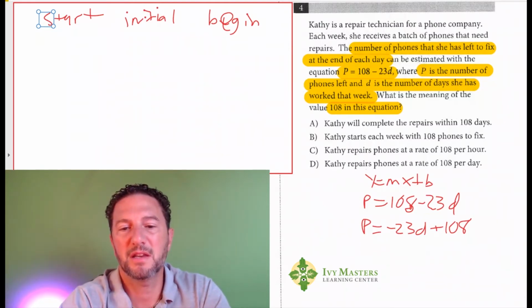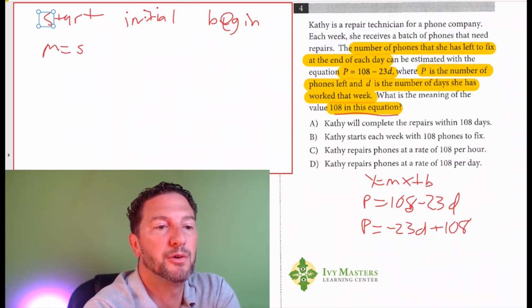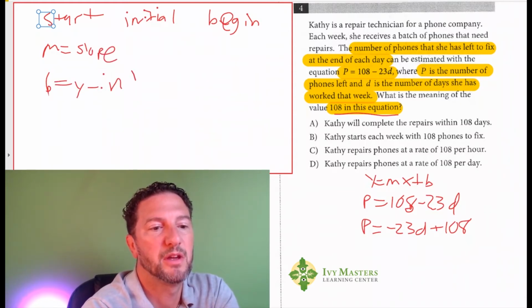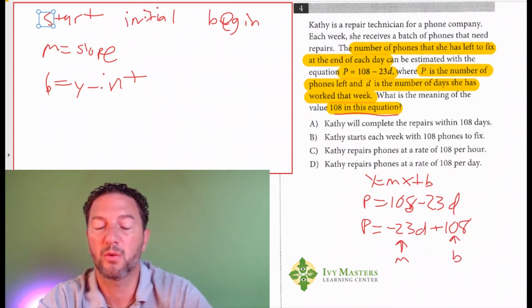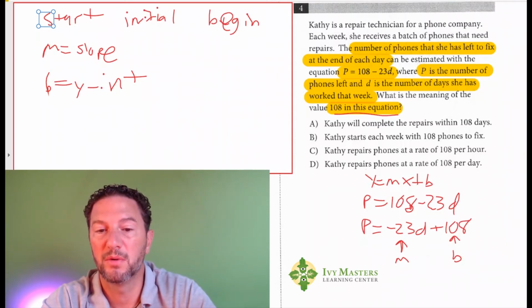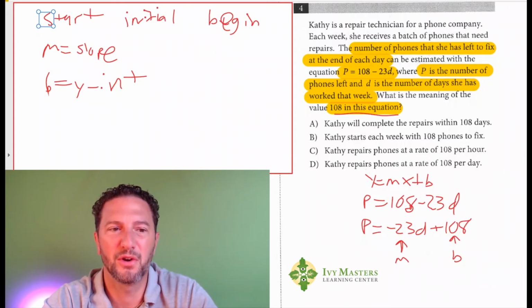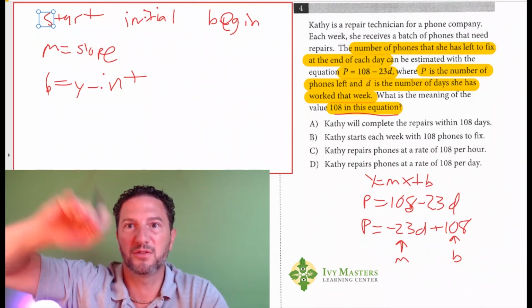And so it's asking about the significance of the 108 in the equation above. In the form y equals mx plus b, keep in mind that m equals slope and b equals y-intercept. For this question, your m is negative 23 and your b, which is your y-intercept, is 108. So we're looking for y-intercept. Knowing that y-intercept is 108, our answer choice should have something along the lines of start or initial or begin. Because think of on a graph, that's where your starting point is and then your slope goes up or down from there.